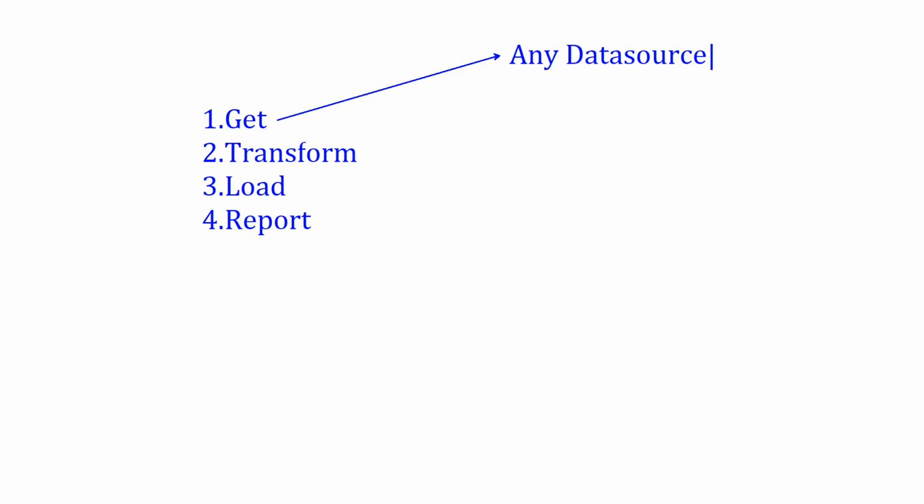Any data source: Excel, CSV, a table, even a picture. A picture can be converted into data. Take a photograph and you can convert it into data. If it is in a table format, picture, PDF, CSV, Excel, any data can be converted into a data format. So get the data. After getting the data, we are going to transform it.